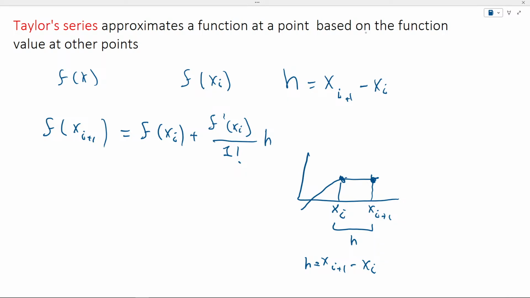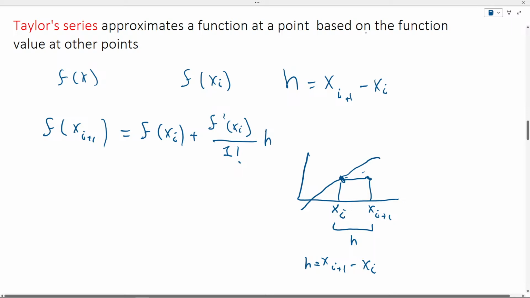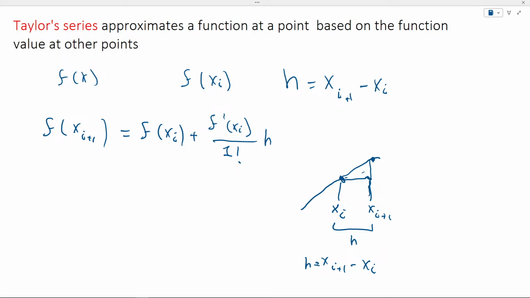So let's say this is a slope. This is the point here, and I'm assuming that there is a slope here, and then I multiply it by that distance. So instead of having just a point here, I'm adding a slope, and I will have a point here. That is how I approximated this guy. Now, can I do better?